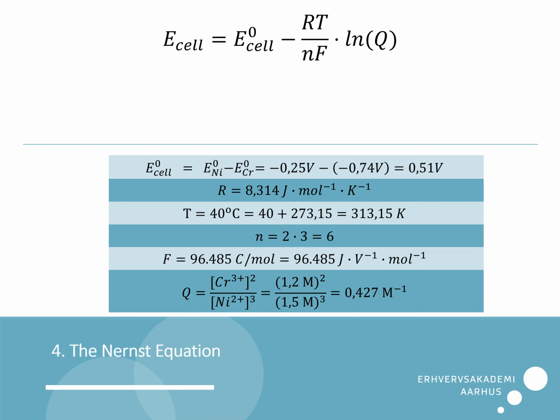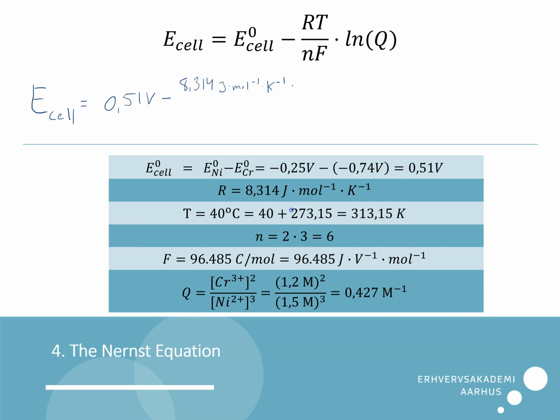We've now calculated all the components we need for the Nernst equation in order to calculate E cell. First we have E naught cell, which is the standard potential, which we calculated to be 0.51 volt. Then we subtract the big fraction here, starting with the gas constant, which we have down here is 8.314 joules per mole per Kelvin. We multiply that by the temperature, which was 40 degrees Celsius. We need to convert this to Kelvin.